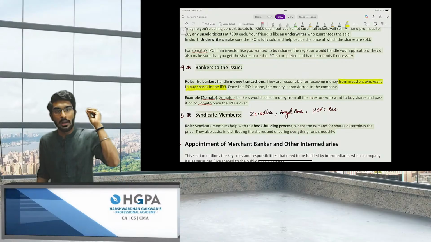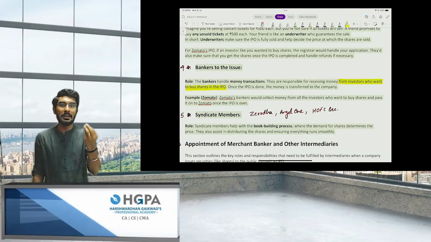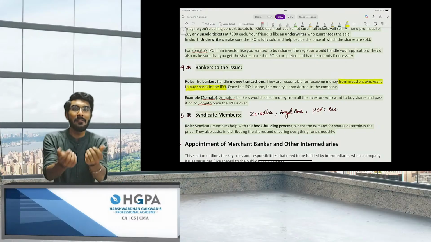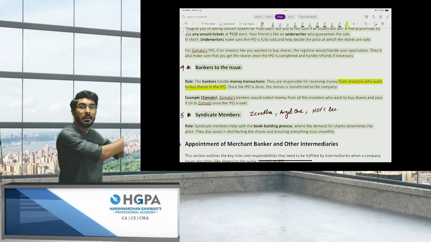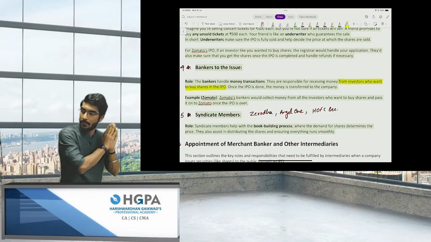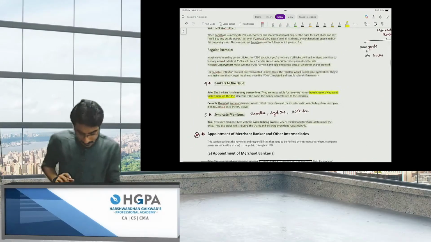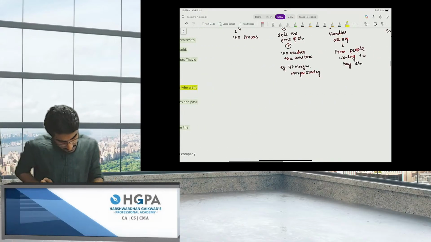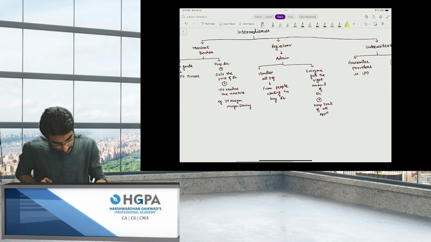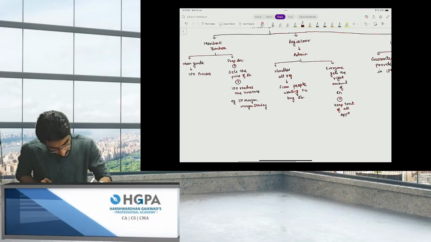If I want to teach this to a 10-year-old, I will say that the banker's job is to receive money from the investors. Once they have received money from the investors, they will transfer the money to the company for the purpose for which they were raising capital. Easy, people. Okay, now let's quickly complete this topic. Banker to the issue.